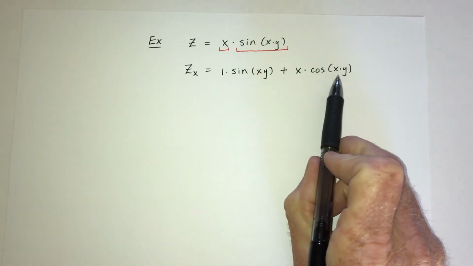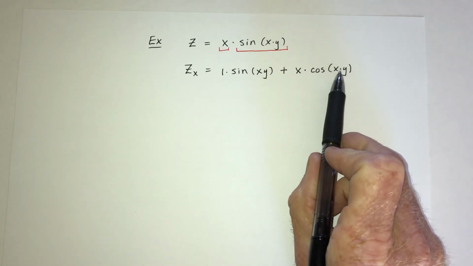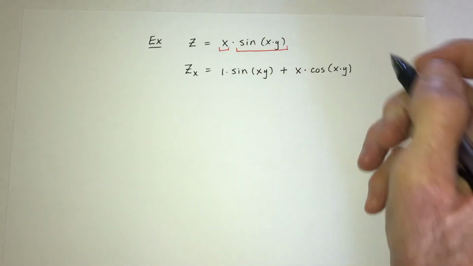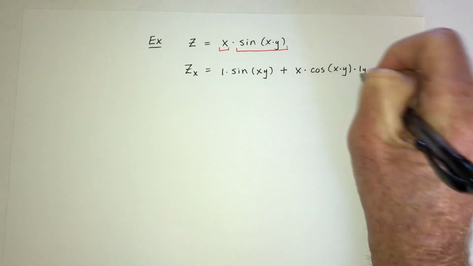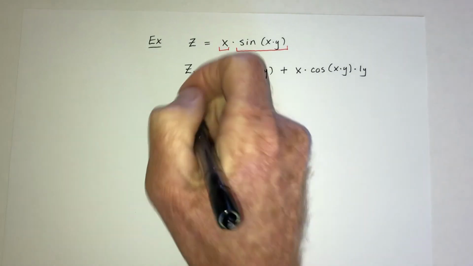Then we need to do the chain rule, take the derivative in here. So the y will just sit there as a constant. Since we're taking the derivative with respect to x, this will be a 1 times y. So that's the derivative with respect to x.